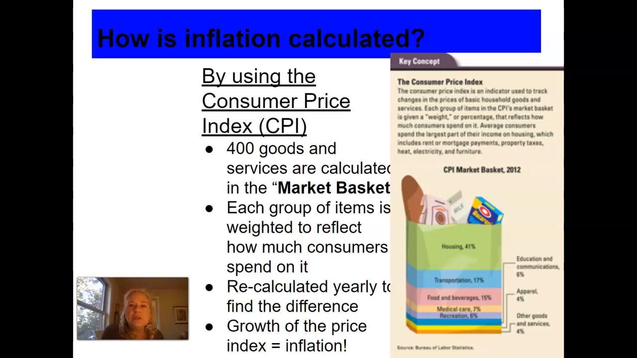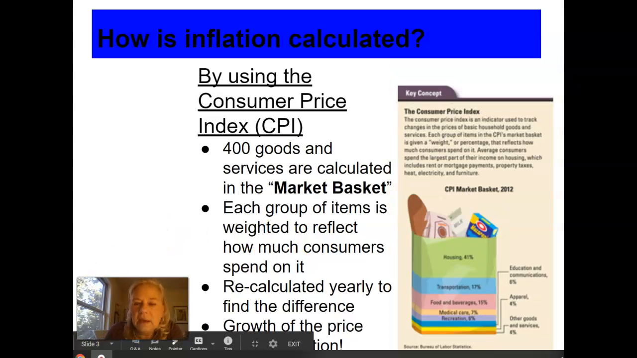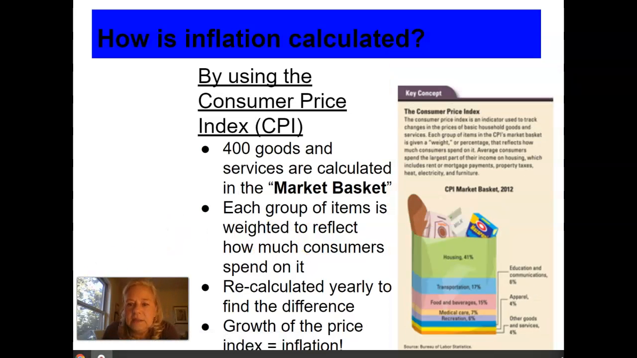So how is inflation calculated? This picture over here is something called a market basket. It's called the Consumer Price Index, and basically what the market basket is, is a way to look at typical expenses for a household. So 400 goods and services are calculated in this market basket.